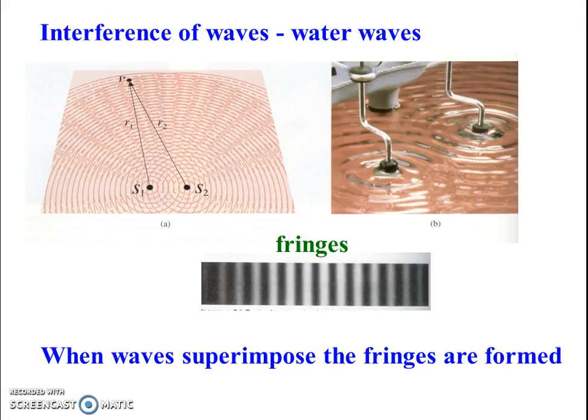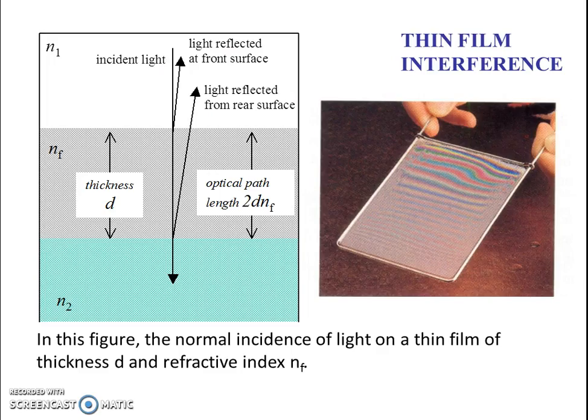Now we can review the interference pattern. We know that when waves superimpose, fringes are formed. The fringes are nothing but the distributions of maxima and minima of the energies. The same thing can be done by a thin film, and in this figure a schematic of a thin film is presented with thickness d and refractive index nf.